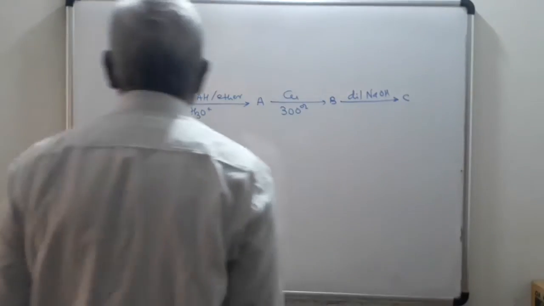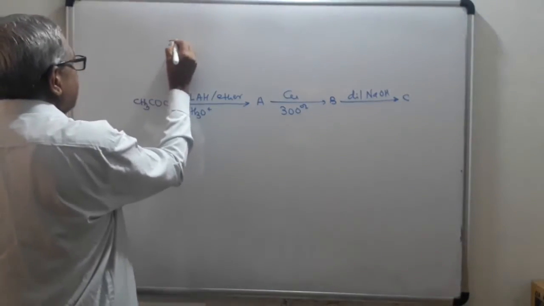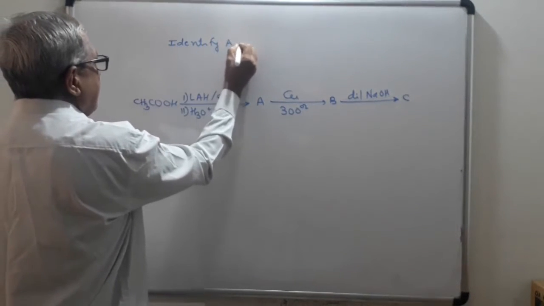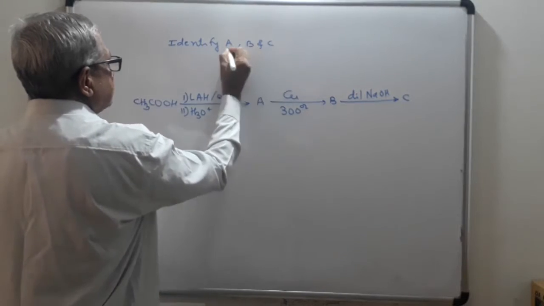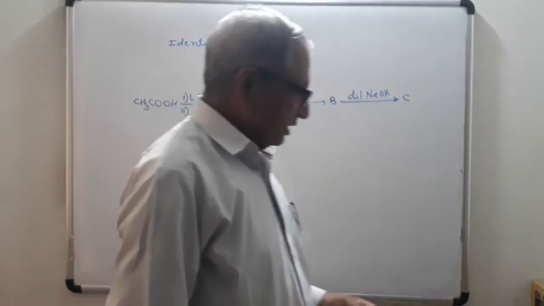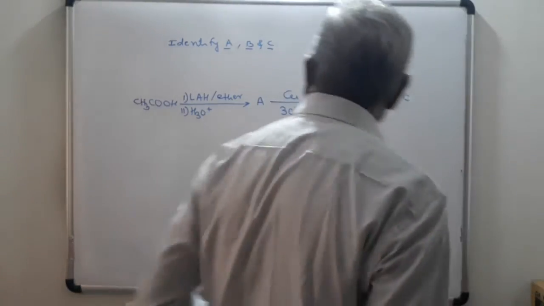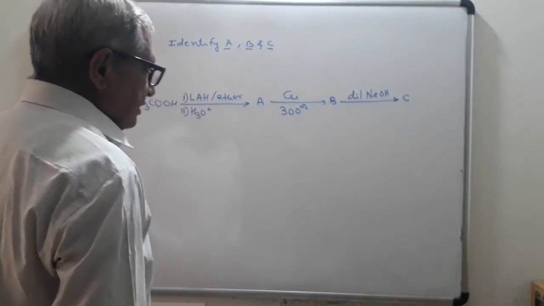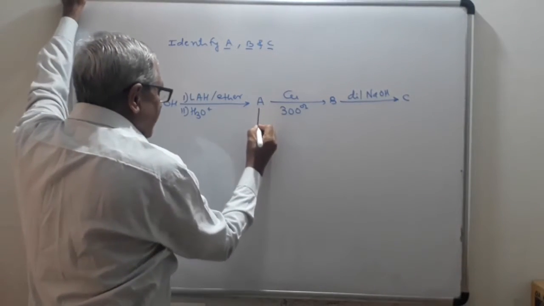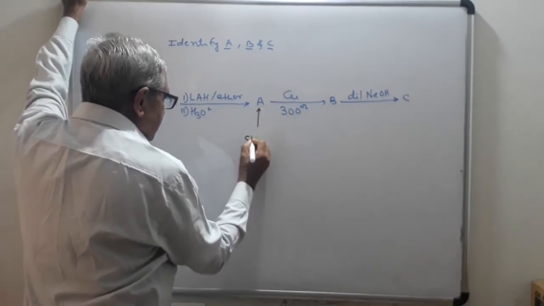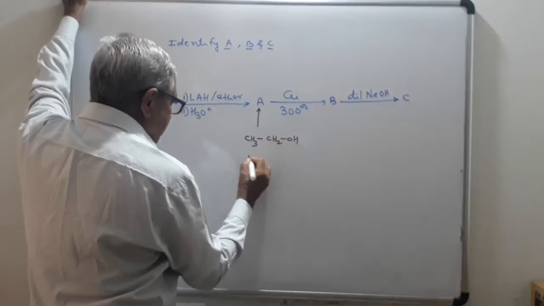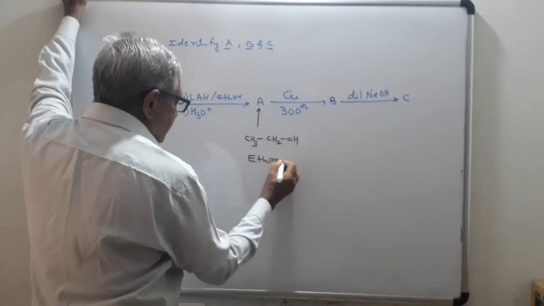So the question is like this. Identify A, B, and C. Now we just completed the first point, that is the formation of primary alcohol. As in the example given, A must be ethyl alcohol, CH3CH2OH, also called ethanol.